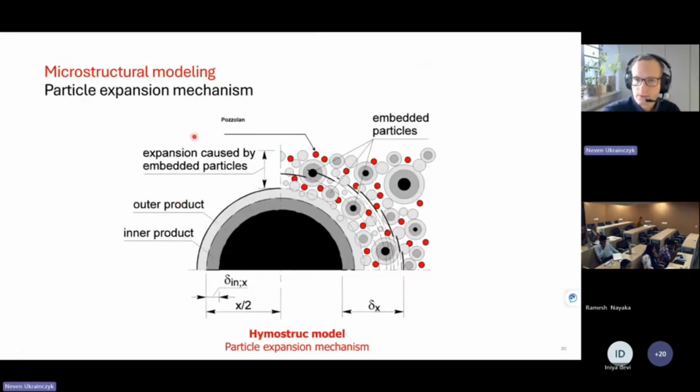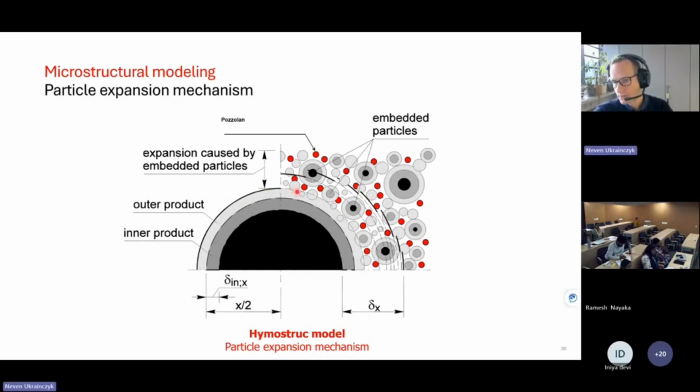So this is the HYMOSTRUC model, a microstructure model. This is from Van Breugel, from TU Delft, the original idea, where you have the expansion algorithm and how it works. Each particle expands, and because it expands, it overlaps with other particles. So you need to consider this volume balance. You should expand a little bit more, to respect the volume. And then you iterate this kind of algorithm.